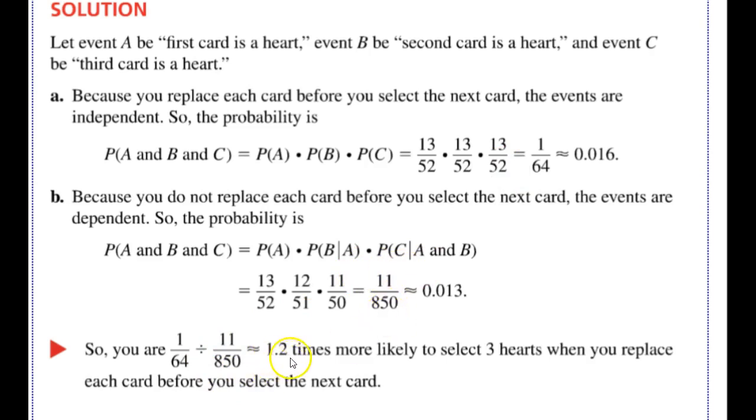So I'm 1.2 times more likely to select 3 hearts when I replace each card before the next one, right? And you'll notice these numbers are actually pretty close to each other. Remember, when we're talking probability, we're always looking at numbers between 0 and 1. So neither of these are very likely, right? Because these are both pretty close to 0. But this one is more likely to happen. So I can say that based on my probabilities.